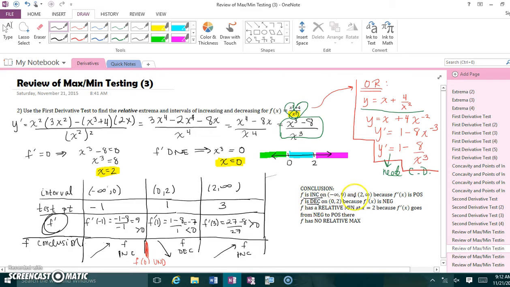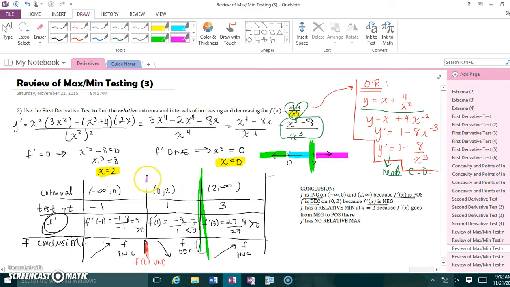Increasing and decreasing, that's pretty standard. Notice how I justified it. My derivative's positive, my derivative's negative. I can say that f has a relative minimum right here, at 2, because the derivative goes from negative to 0 to positive.